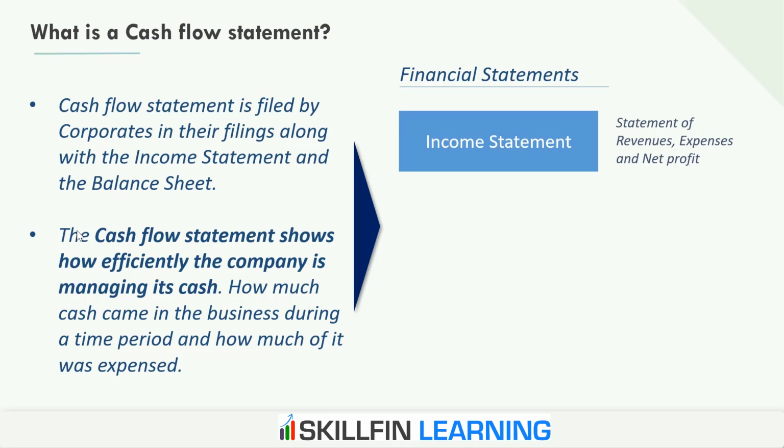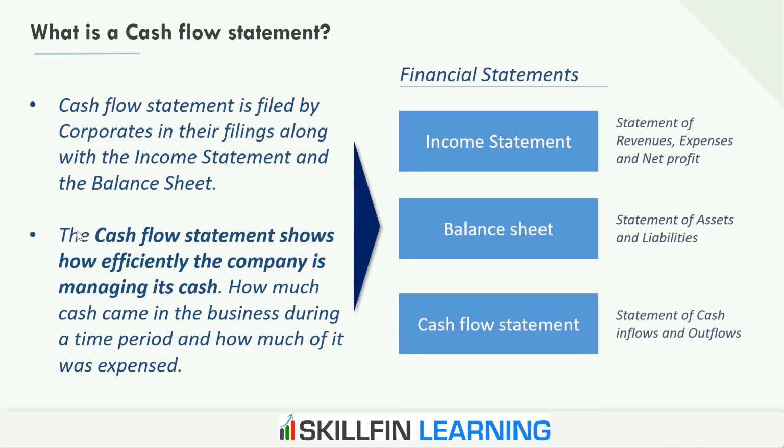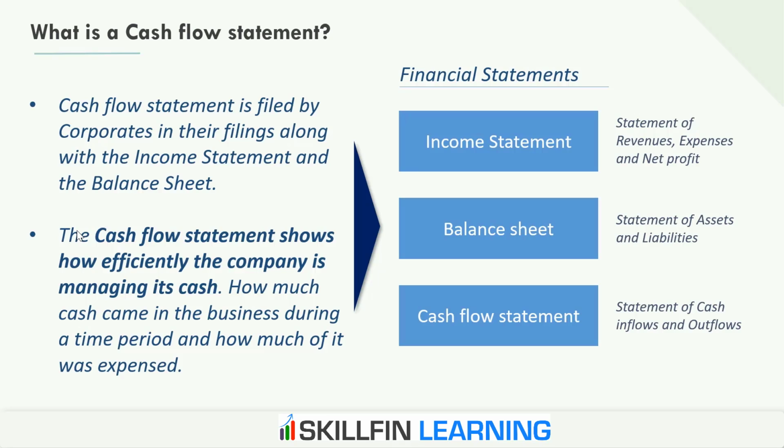While the income statement provides the detail of income and expenses and net profits earned during a particular time period, and balance sheet of the financial position of the company at a certain point in time, the cash flow statement shows how efficiently the company is managing its cash. How much of the cash came in the business during a time period and how much of it was expensed.